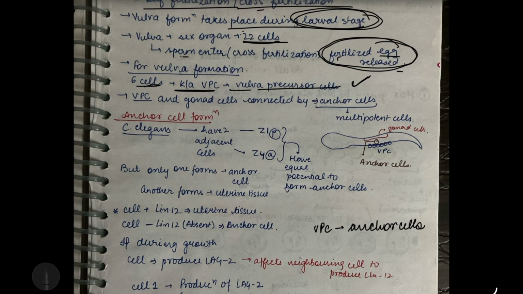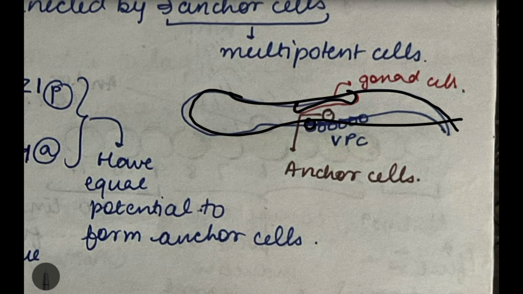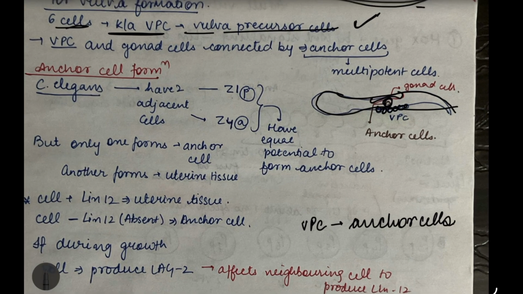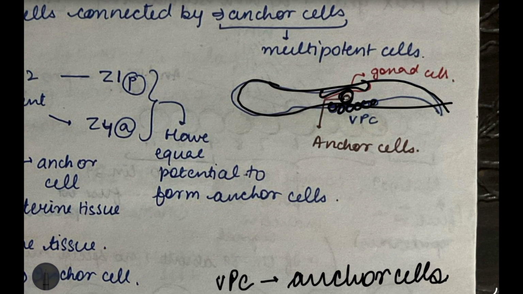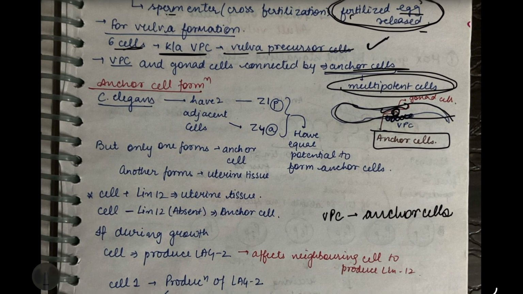Okay, so this is the C. elegans. It has these gonad cells, these VPCs, which is connected to each other by anchor cells. Okay, I told you all three of them are very important. So how do we decide that which cell is going to form anchor cells? Okay, anchor cells are again multipotent cells. Multipotent cells are the cells which give rise to various organs.